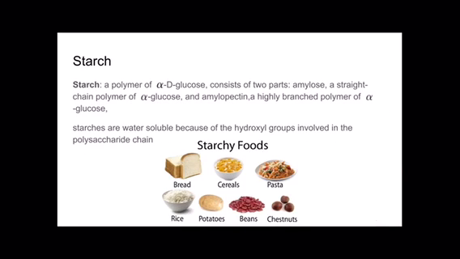Starch is a polymer of alpha-D-glucose, and it consists of two parts: amylose, a straight-chain polymer of alpha-glucose, and amylopectin, a highly branched polymer of alpha-glucose. Starches are water-soluble because of the hydroxyl groups involved in the polysaccharide chain. As you can see in these foods, they all break down in water because they are water-soluble.